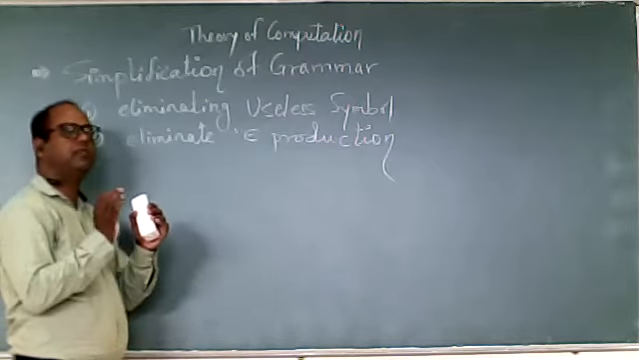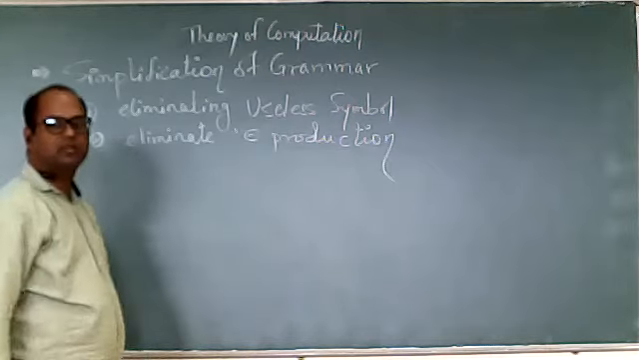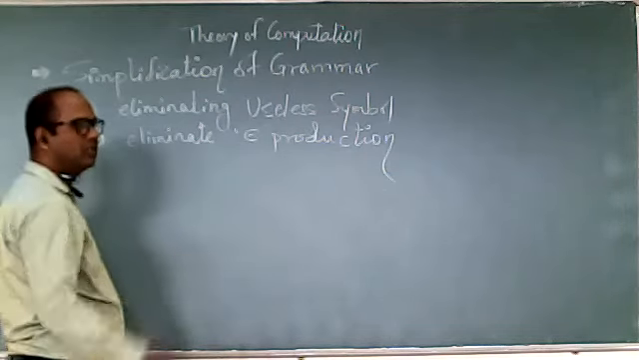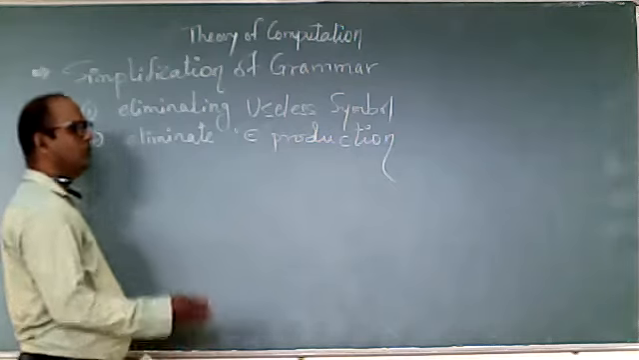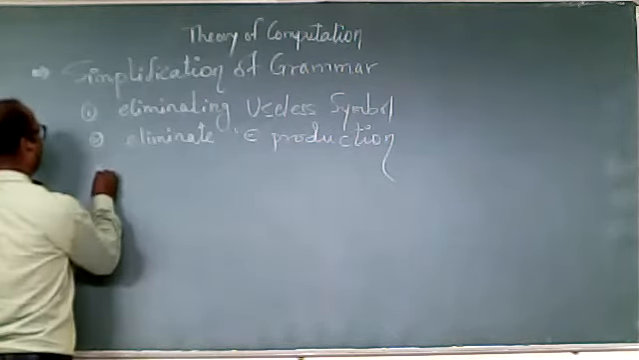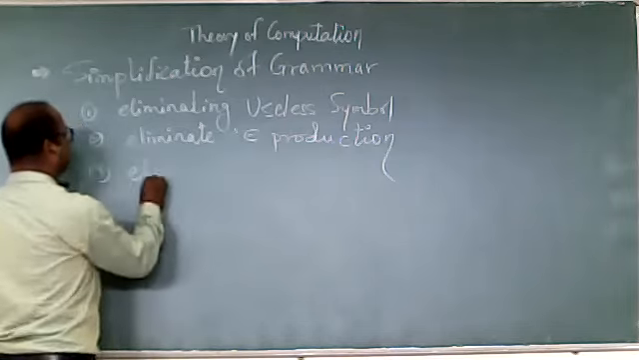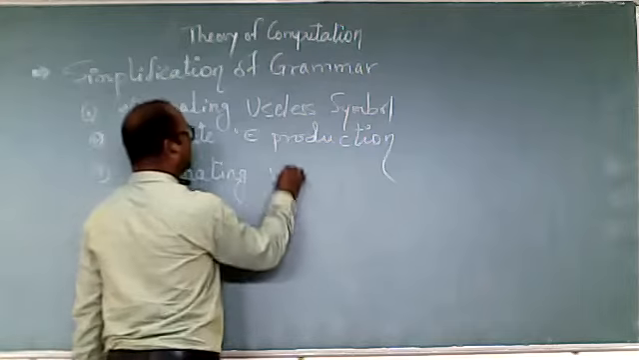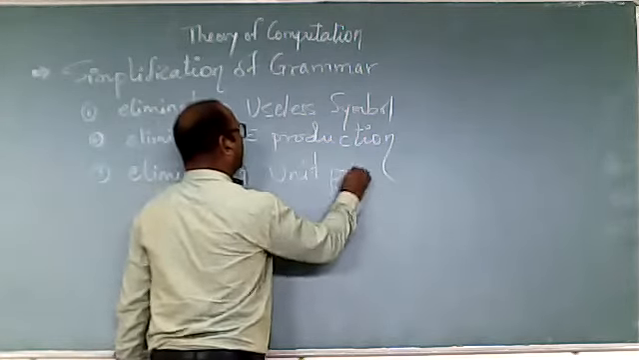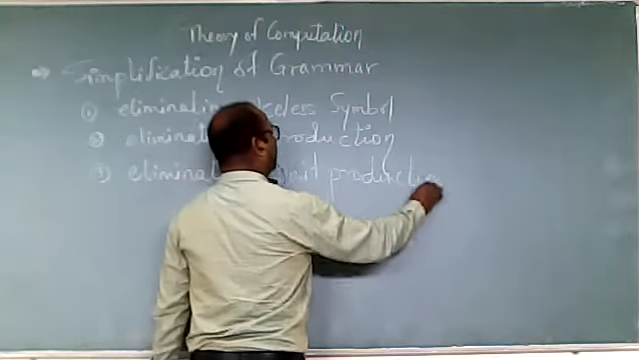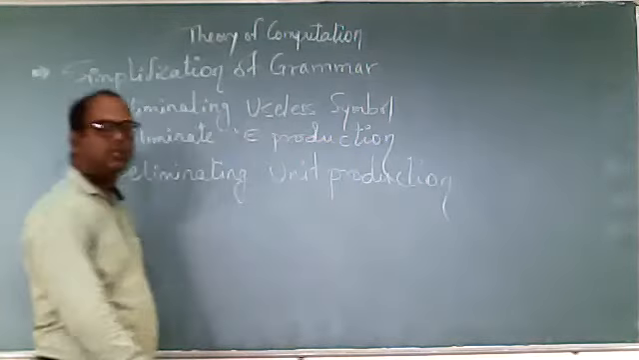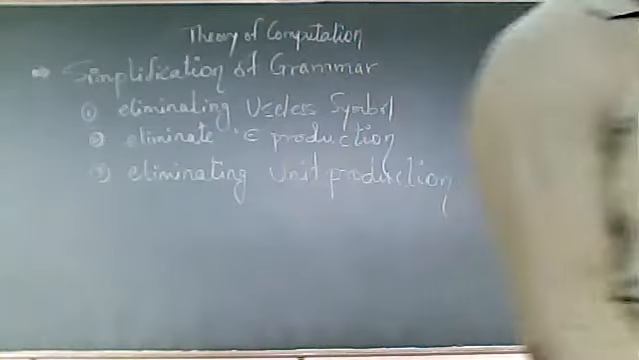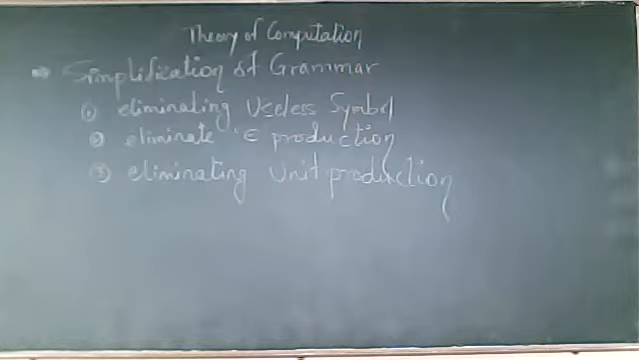So if we are putting epsilon, we are just removing epsilon. Epsilon means nothing. So if we can eliminate the epsilon production, my grammar will be in a somewhat easier or simplified format. And third is called eliminating unit productions. These are the three ways by which we are trying to simplify the grammar.